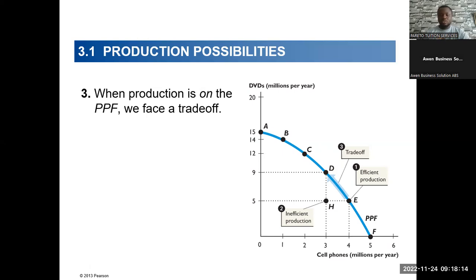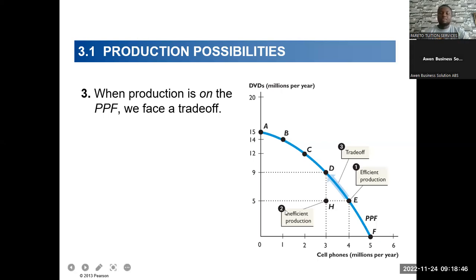If you want to move from D to C, from D to C means that we still want more DVDs, right? But then we still have to sacrifice some units of cell phone. So whenever you are moving from one point on the PPF to another point, it means that you have to sacrifice one of the two goods, which means we are facing a trade-off there.